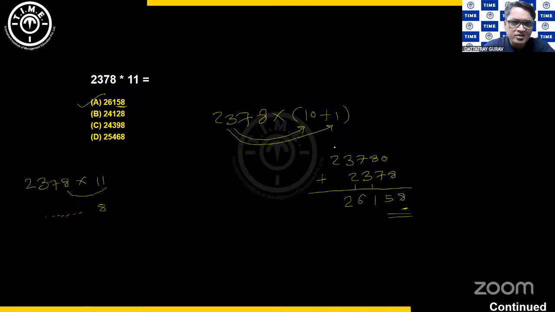I hope this method is clear. If you don't know the shortcut, you can apply the school method. Just multiply and get the answer. The answer will still be correct, but that will be lengthy. So this is one method to solve this question. So let's take the second method now.